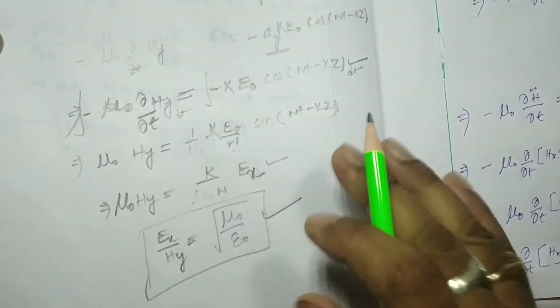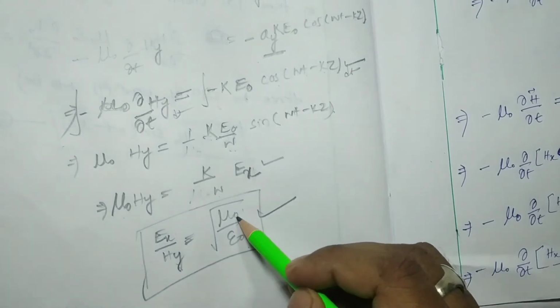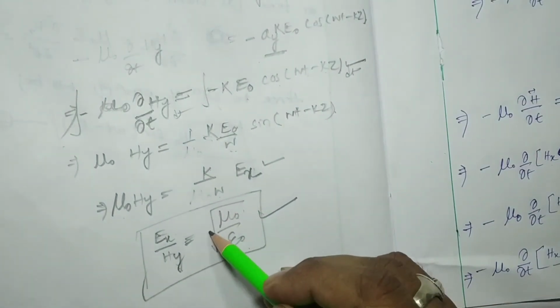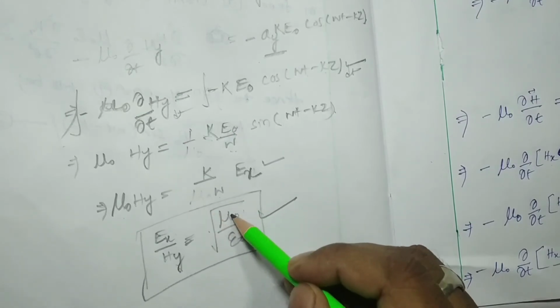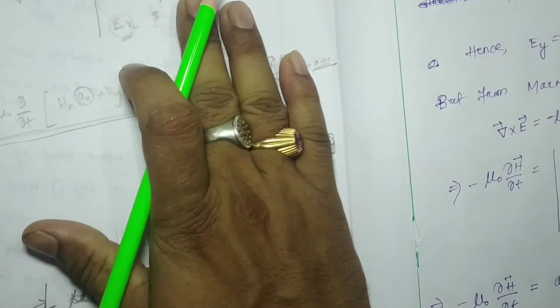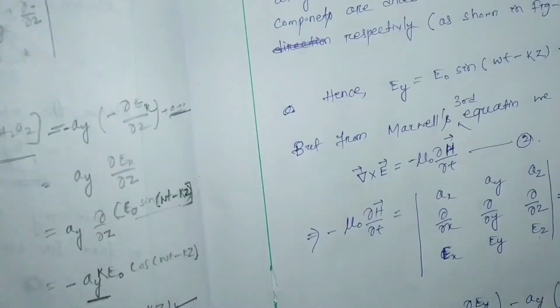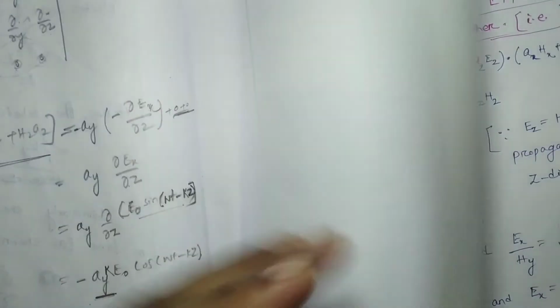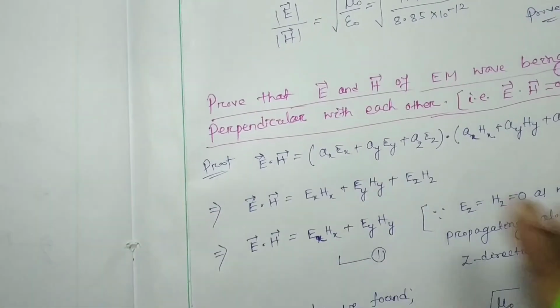So in this way we can prove that ex by hy will be the root of mu 0 by epsilon 0. So no need to write these things in your note, you just keep it in your mind. You can practice this in your rough work, no need to write these things in your note. I just explained, you just watch, no need to write.